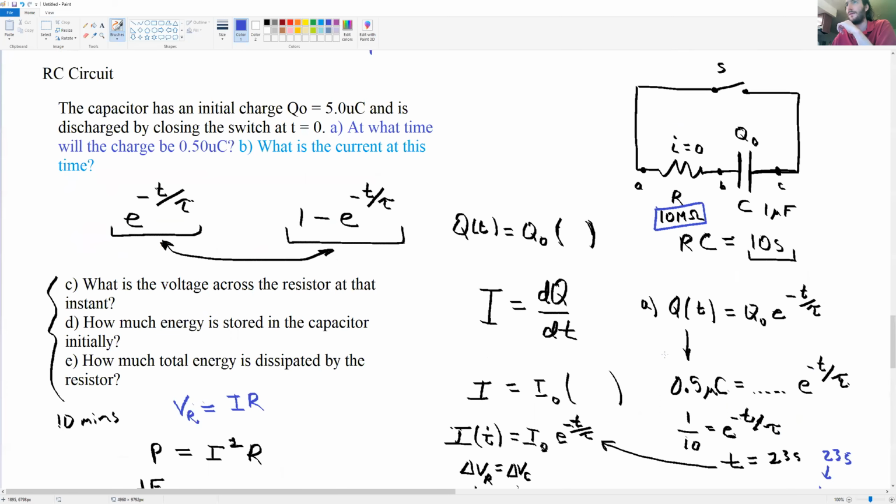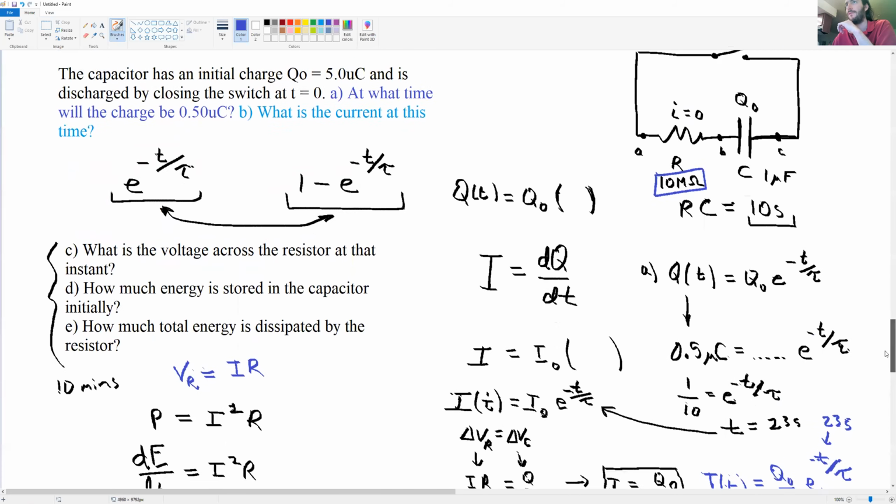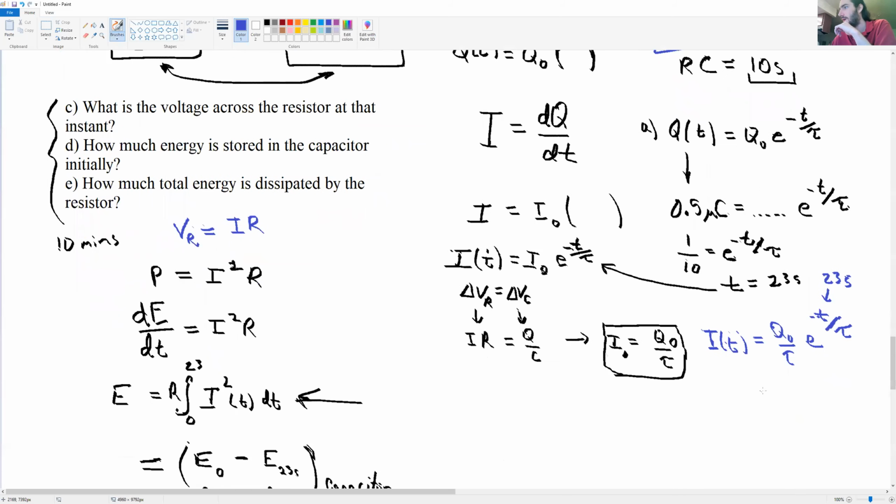So all together, if I wanted to crunch numbers here, 5 microcoulombs for Q0, so it was 5 times 10 to the minus 6. Tau was 10 seconds, so divide that by 10. And then it would be e to the minus 2.3, so 23 seconds divided by tau, which is 10, so 2.3. That would be the value of the current at 23 seconds. If you want to crunch that real quick on the calculator, that would be the answer for C.